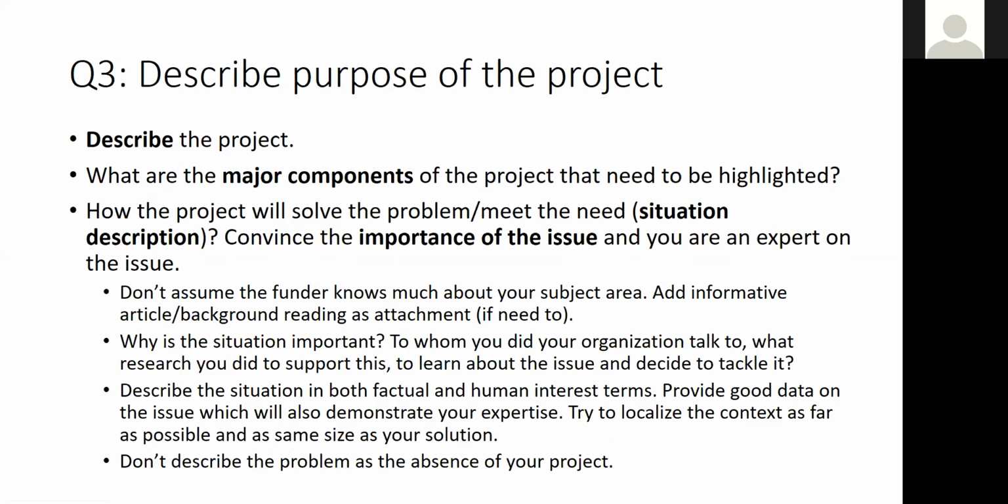Question 3 now, the third part, describing the purpose of the project. This is where you convince the funder that the issue you want to tackle is important and show that your organization is an expert on the issue. Describe the major components and the situation description here. The situation description here is basically to talk about the ground. Why is this important? Looking at the situation that you are in and in the project that you are trying to convince here.